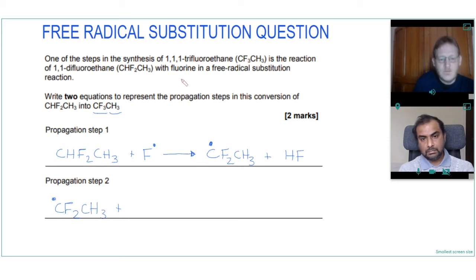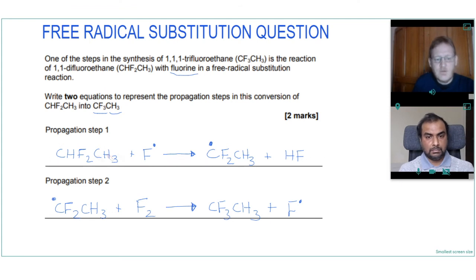And because we're reacting with fluorine, that's our other reactant, which is F2. And we know in the second propagation step, we'll be forming our product, which in this case is 1,1,1-trifluoroethane, or CF3CH3. And our free radical will be our fluorine free radical, so that this reaction can continue occurring.